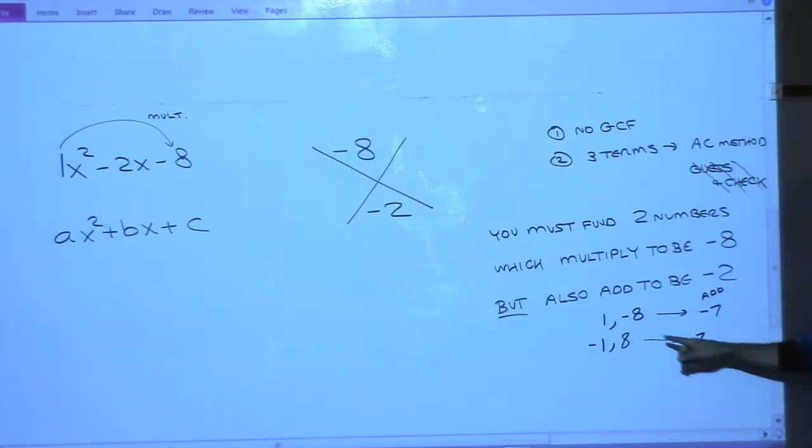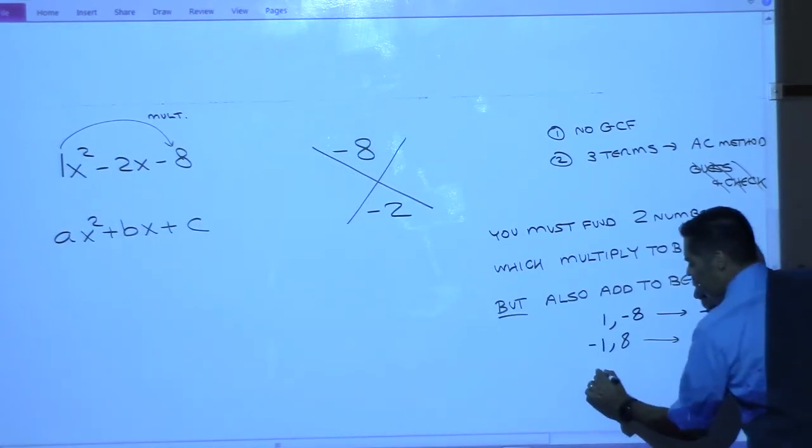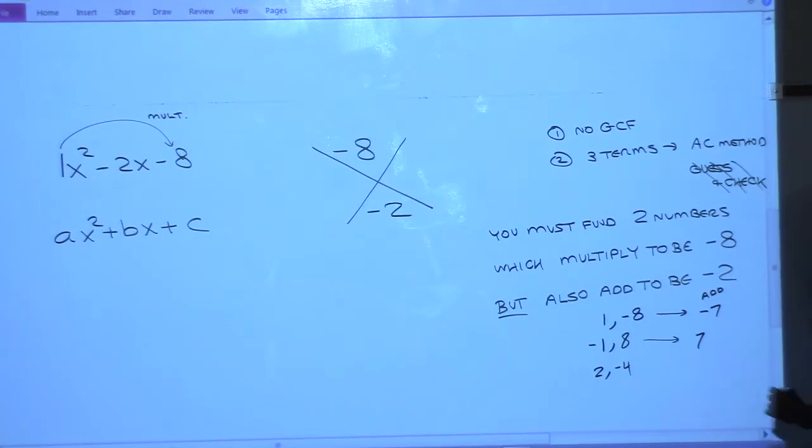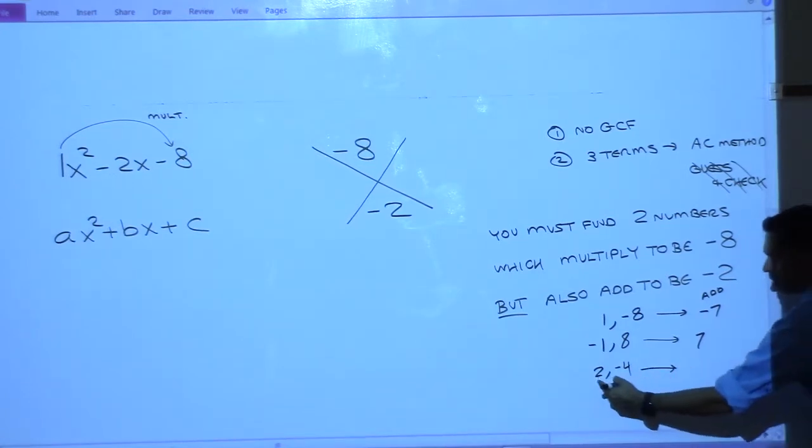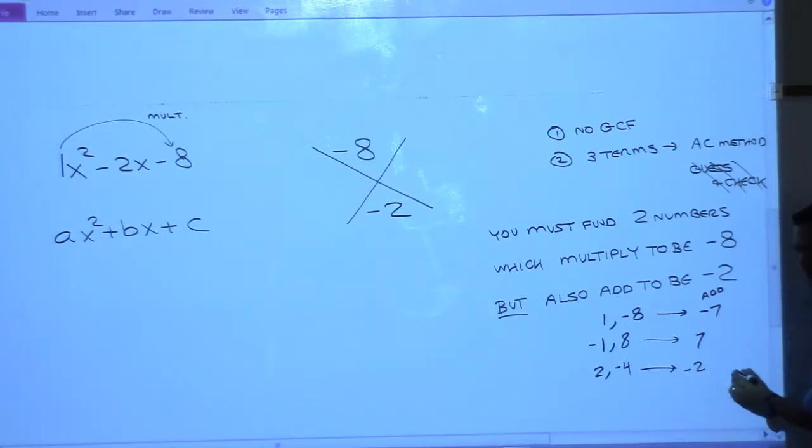Then I started with 1, right? 1 times -8. The next number I go to is 2. So does 2 multiply? Let's see, 2 and what? 2 and -4, right? That would give you -8. And what do those add up to be? 2 take away 4, that's -2, right? That one works. You follow that?